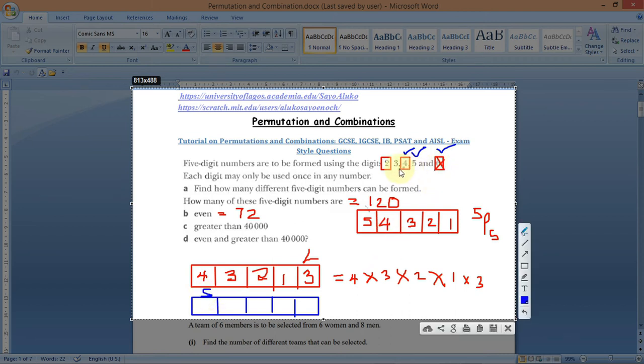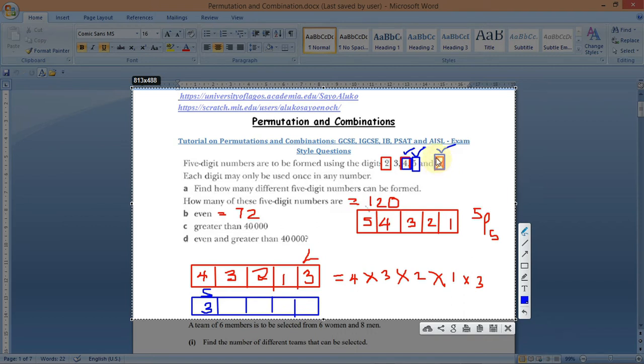Let me put it in blue boxes. So 6 can start, 5 can start, and 4 can start. Any of these can start for the number to be greater than 40,000. So you have three different ways of doing that. Then take any of the three.